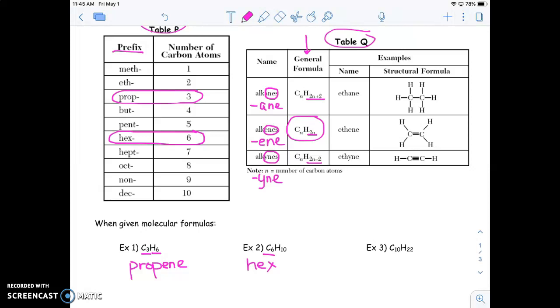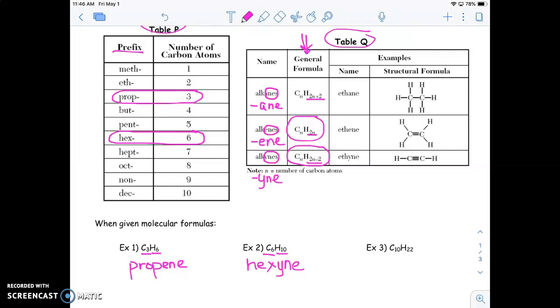How does the number 10 compare to the number 6? So if I double the number 6, what do I get? I get 12, right? How do I get from 12 to 10? I have to minus 2. So which of these general formulas is the number of H's double the number of C's minus 2? In the alkynes. So what is my name going to end in? Y-N-E. So this is a molecule of hexyne.